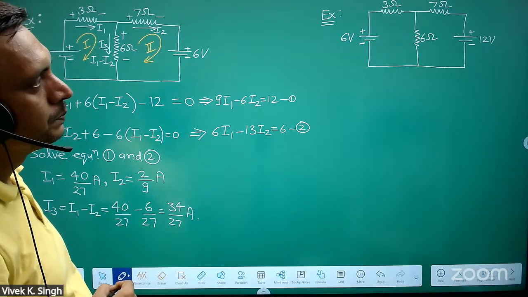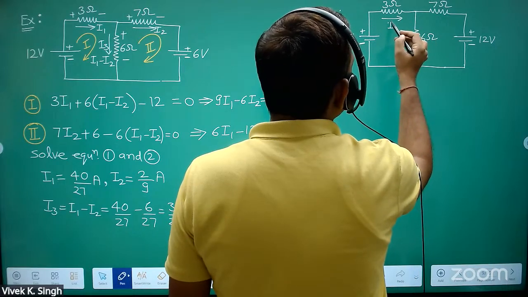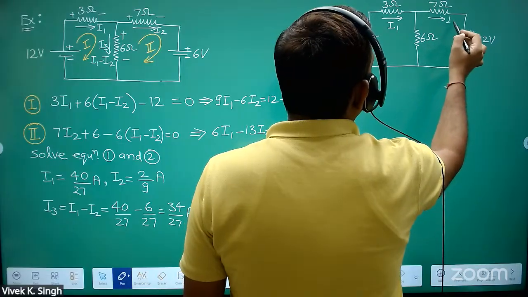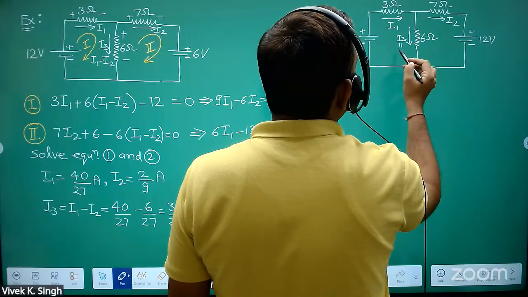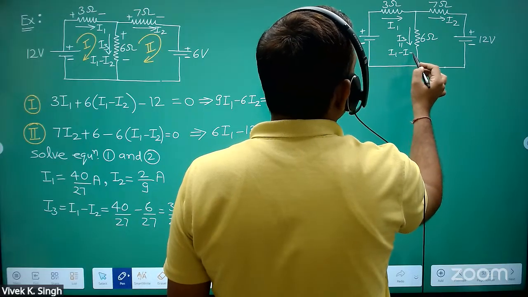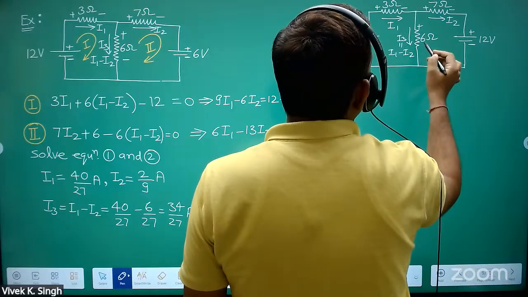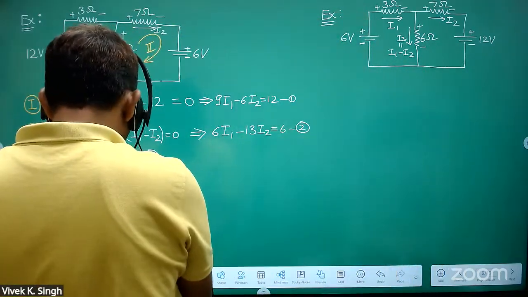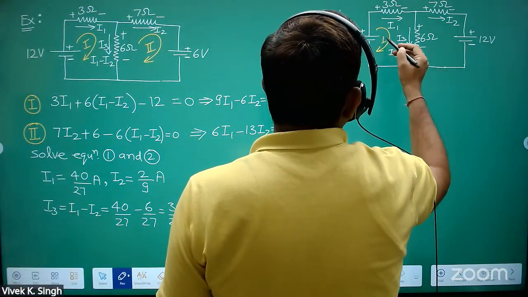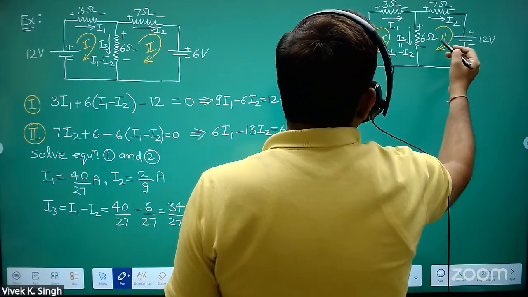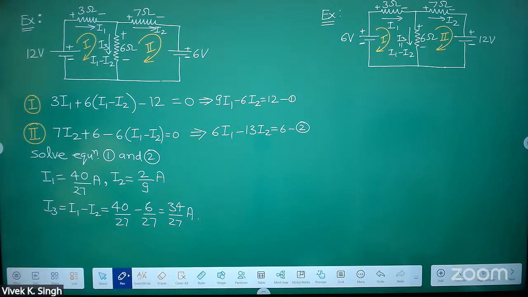plus minus. Now again I am assuming this to be the direction of current. This is the assumed direction. And this is I3. So I3 I am writing as I1 minus I2. Again apply KVL and let's check the polarity. Now consider loop 1 and 2. Let's consider this to be loop 1 and this to be loop 2. So apply KVL in loop 1 and 2 and find I1 and I2. Let's calculate.